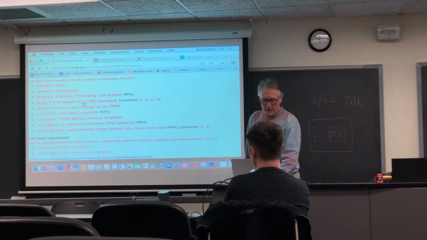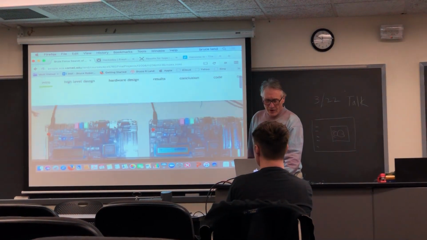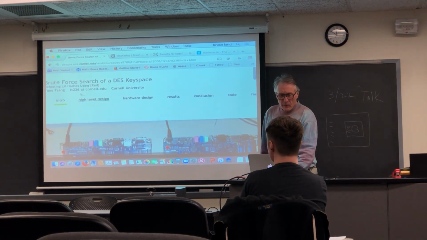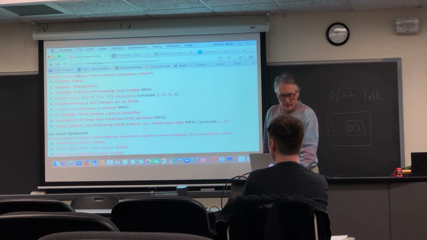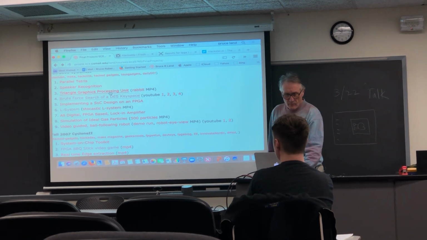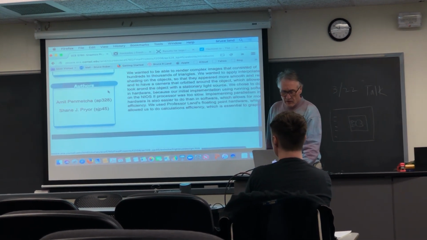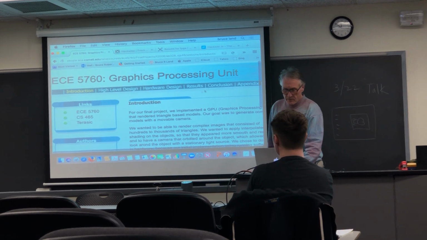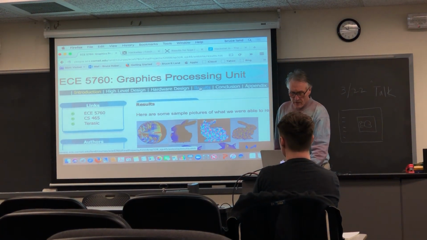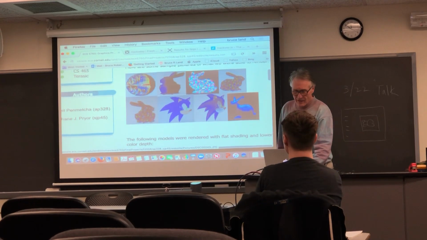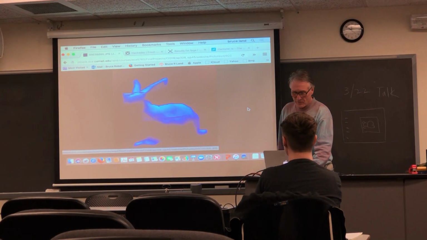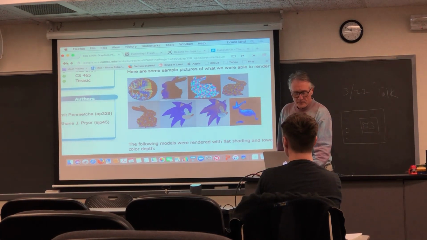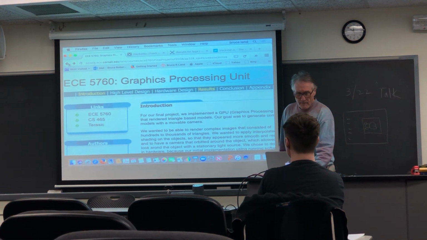Brute force search of a DES key space. Oh, what could possibly go wrong with that? He could break Windows passwords in a few minutes. Triangle CPU graphics processing unit. So this is tricked up results. Ah, yes, there's the rabbits. Classic computer science rabbit, computer graphics rabbit. Kind of low res. Do better now.